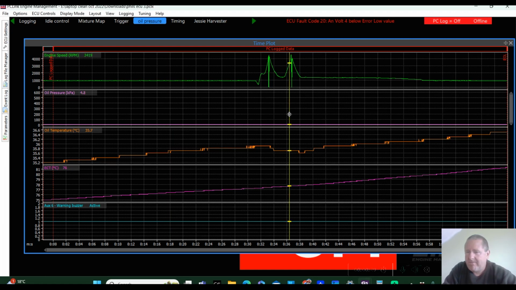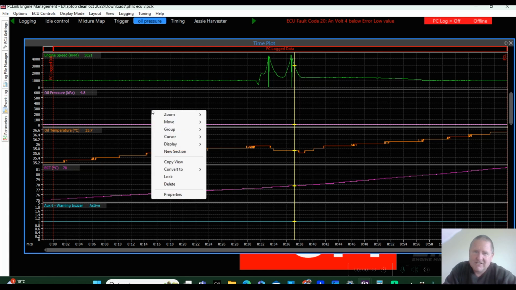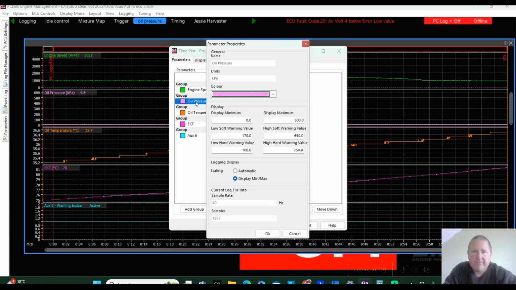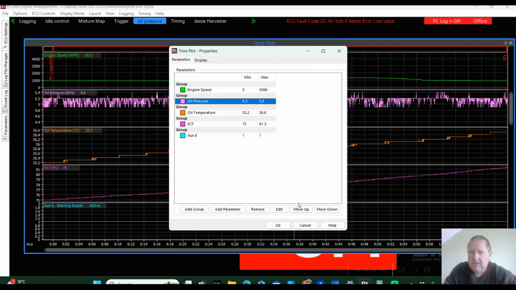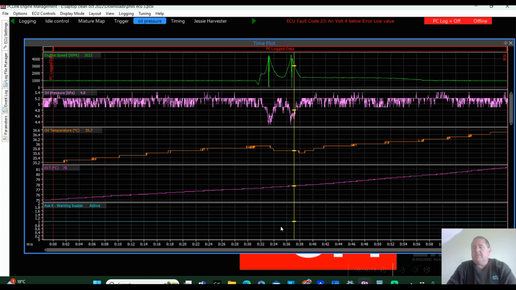He sent me the logs, and we'll see here that the oil pressure was very low, and I did change the calibration on that oil pressure. So what I'm just going to do is go to oil pressure and change it to automatic display, automatic scaling, that's what we want. You look at that, the oil pressure is jumping up and down a bit. But when we look at it, the scale actually goes from 4.4 to 5.4 kPa. So there's actually only 1 kPa of difference between the highest and the lowest point. The problem being 5.4 is the highest it goes.